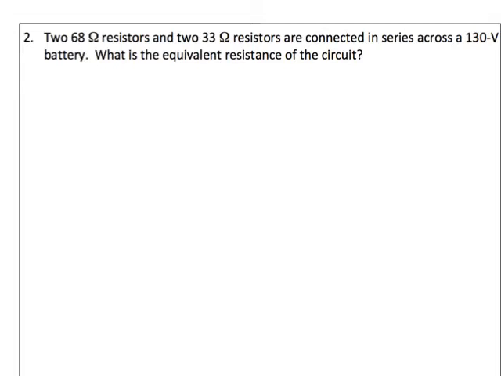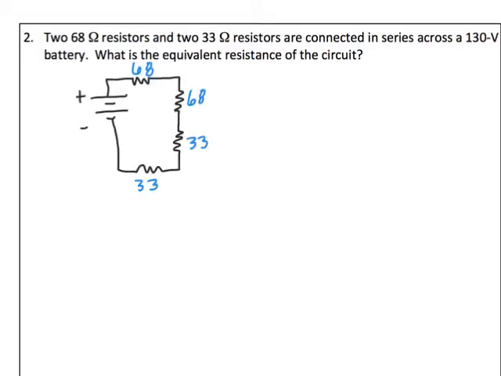For example number 2, I'm going to set up a schematic diagram for you, and you calculate the equivalent resistance. So remember, on your schematic you have some options. For the battery, it doesn't tell you how many batteries. You can draw 2 or 3 as your representation, but this would be your voltage source, and we have 130 volts. And then we're told that there are 2 68 ohm resistors and 2 33 ohm resistors.